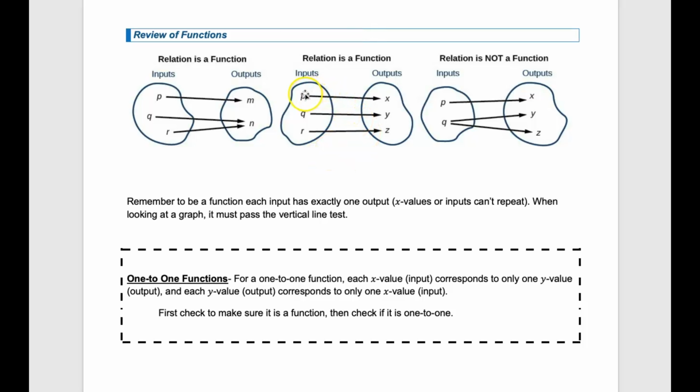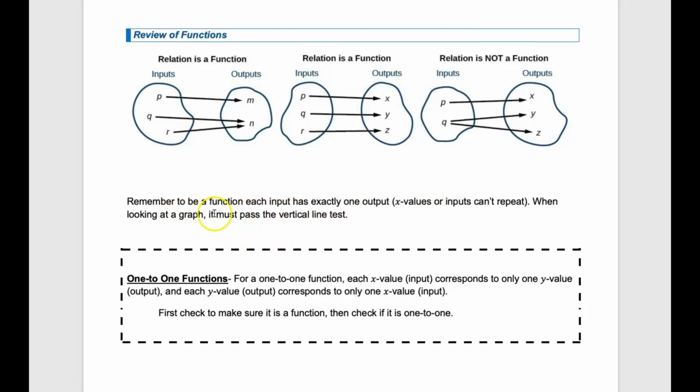On the next one, our inputs are P, Q, and R, and our outputs are X, Y, and Z. And we can see none of the inputs are repeated, so it is a function. Also, none of our outputs are repeated this time. On this last example, this is not a function because we can see we have two inputs of P and Q, and P is being mapped to X, while Q is being mapped to both Y and Z. So we have a repeated input of Q. So that makes this not a function.